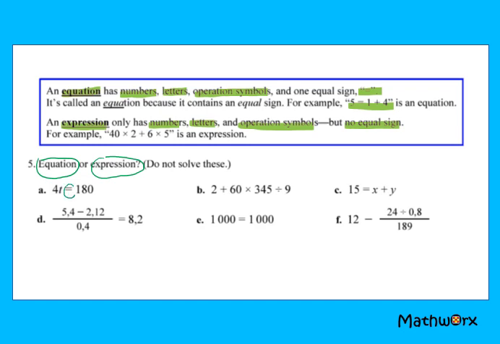A has an equal sign, so A is an equation. Equation. Now let's look at B. Does B have an equal sign? No, B does not have an equal sign, so B is an expression. Expression. Okay, and let's look at C. C has an equal sign right there, so C is an equation.